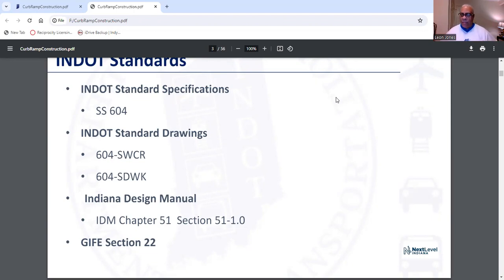You have your design manual, just like Indiana, IDM 51, section 51-1. Then you have your Jiffy, and that's for what you need in the field. The Jiffy section 22 is just like our Pub 19 that we utilize in Pennsylvania. We call that the project office manual.